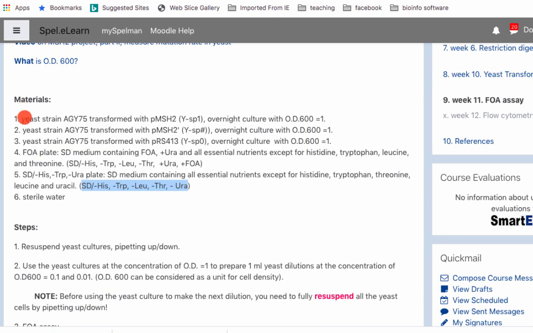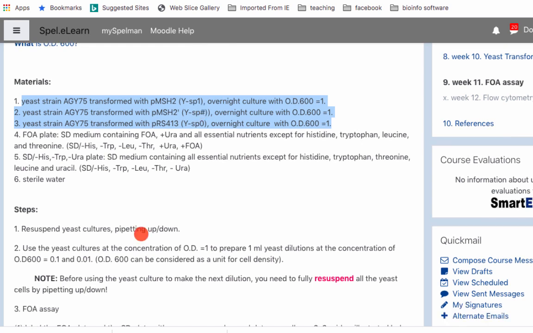In this experiment, we start with 3 yeast strains. So these are the AGY75 yeast strain transformed either with the wild type PMSH2 plasmid, the mutant PMSH2 plasmid, or PRS413. So those are USP0, SP1, and SP2, 3, 4, or 5.